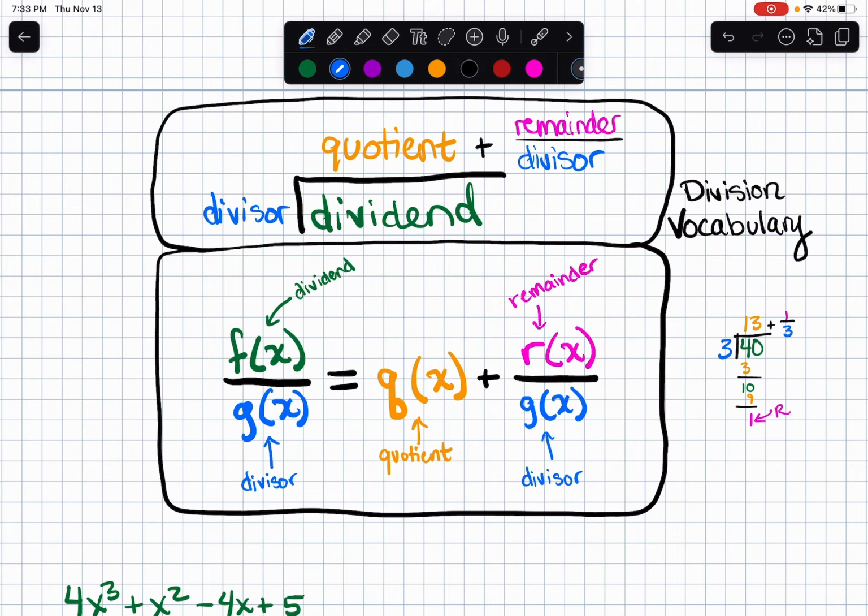So our dividend is what we are dividing. Our divisor is what we divide by. That gives us our quotient. Our quotient is how many times the divisor goes into the dividend evenly. And then if there is leftover, that's our remainder, which we can express as a fraction of the divisor.